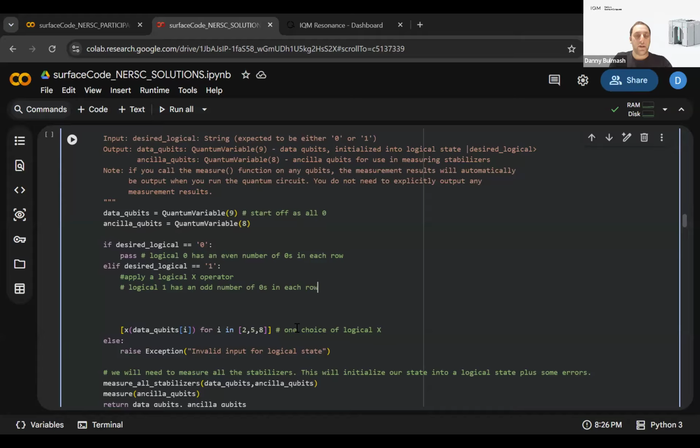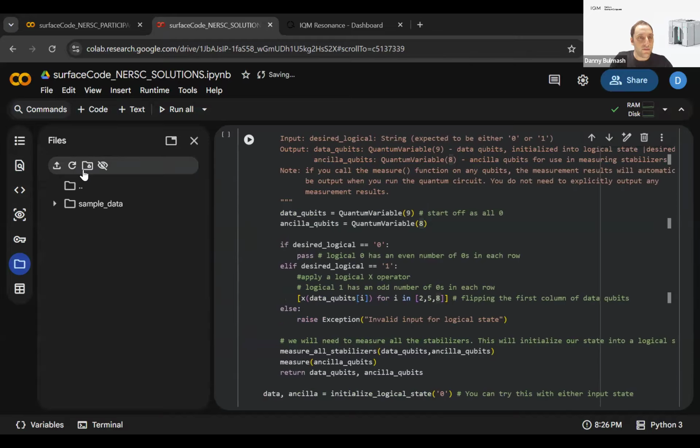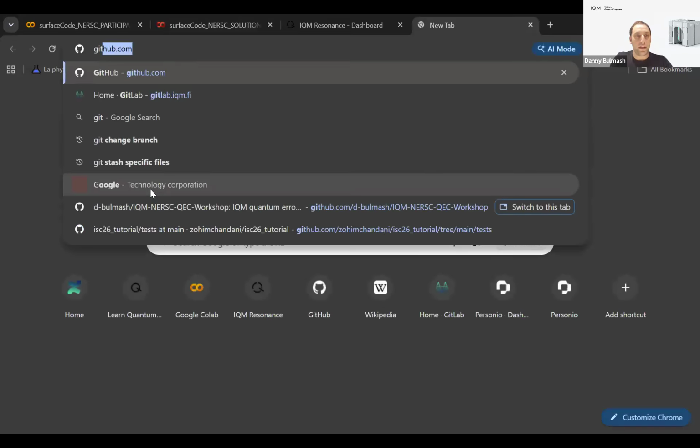We do that by, if you remember, flipping the first column of data qubits, right? So we apply an X gate, a flip, to each of the data qubits that are 2, 5, and 8. So why 2, 5, and 8? If you go look at the labeling, which I have now lost, let me see here. Do I have that file here? I don't. Okay. Let me pull it up in the GitHub.